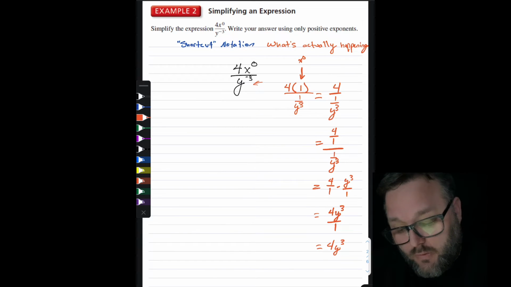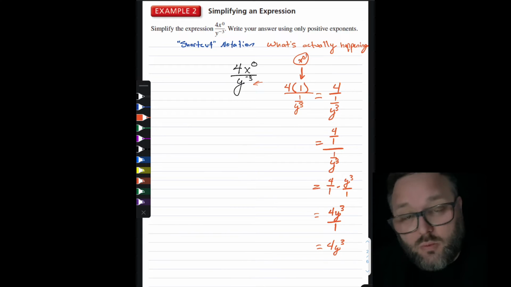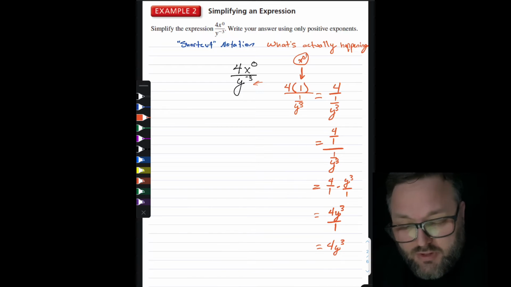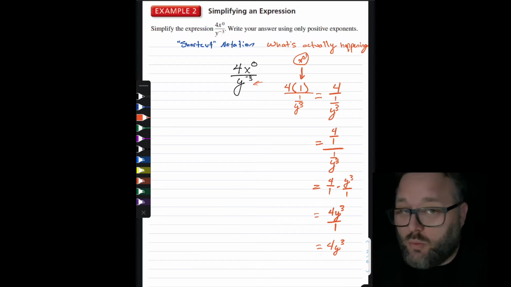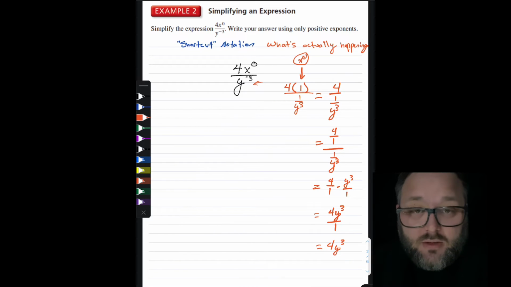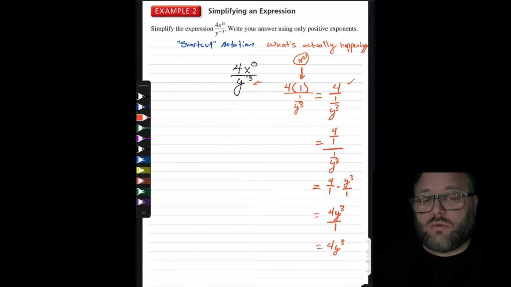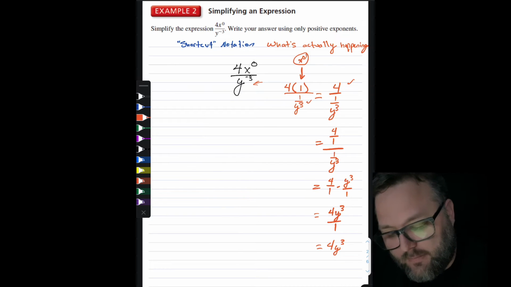So again, what we did was we used our rule that anything to the 0 power is 1. We substituted, so we replaced that, we simplified it to say 1. Well, it originally read 4 times x to the 0, so that still says 4 times whatever x to the 0 is. 4 times 1, 1 times anything is itself. Check, got it. Then anything to a negative power is actually equal to 1 over that base to the same positive power. So I did that.